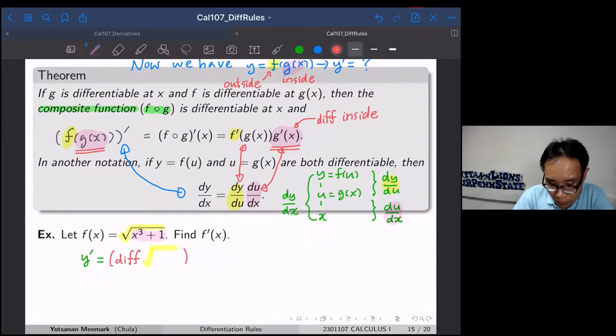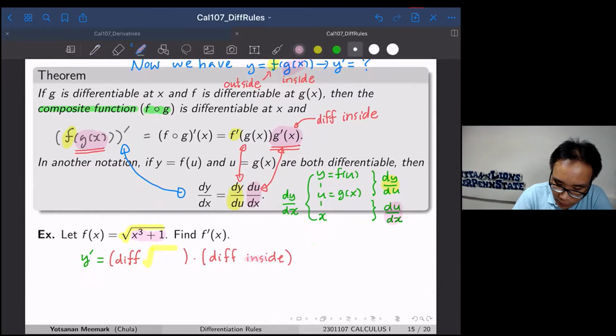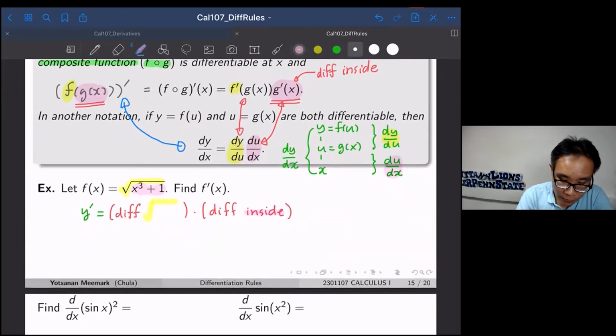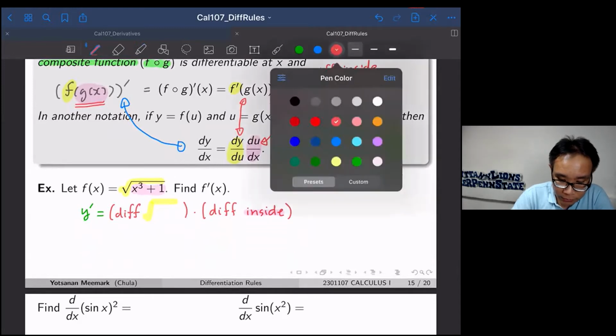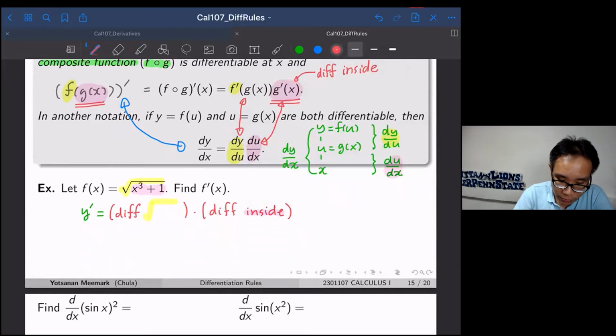And you dip inside. So you dip the yellow guy, and you dip the pink guy, so you dip inside. When you dip the yellow guy, what does it mean? You dip root x. What is the derivative of root x? The derivative of root x, if you recall, is going to be 1 over 2 root x. So you dip the yellow guy.